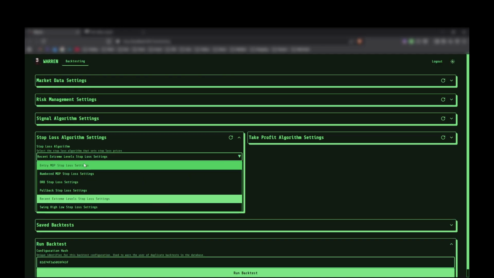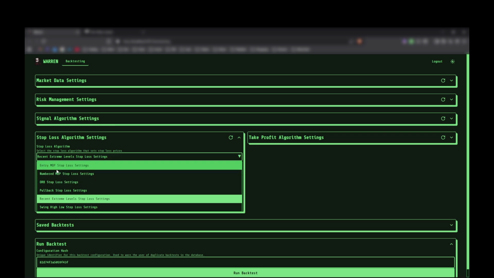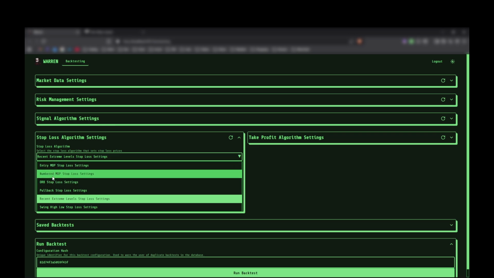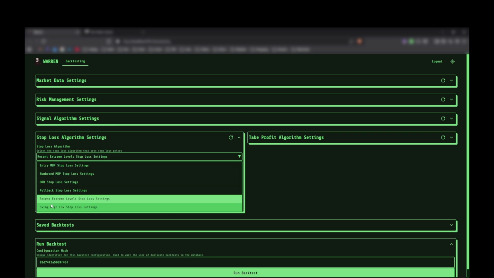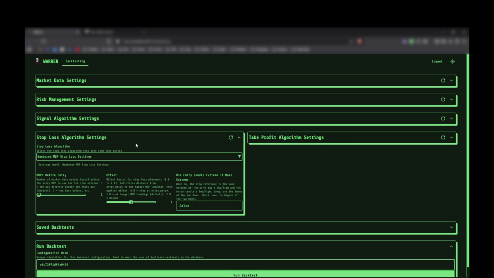So if we look at this, we've got a few different algorithms I programmed into here. I will just pick an easy one, which is numbered MDP stop loss. MDP stands for market data point, and a market data point is just a candle. We call them MDPs in the system because the system doesn't see them as candles. The system sees them as just a series of numbers: open, high, low, close, volume. So whenever you see MDP, just think candle as a human trader.